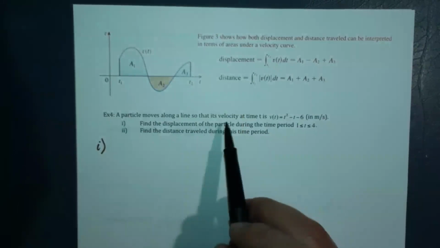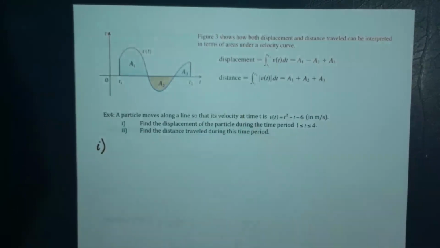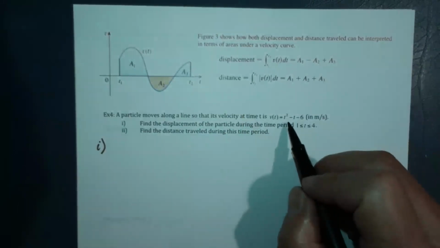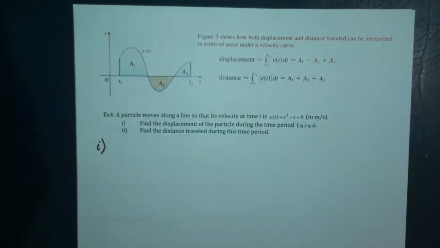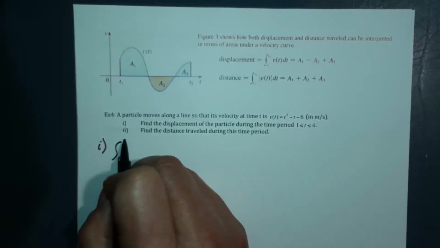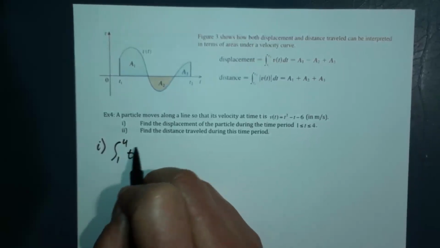And here we have a particle moves along a line, so that the velocity at time t is t squared minus t minus 6 in meters per second. Find the displacement of the particle during the time period from 1 to 4. So this is just flat out find the integral.